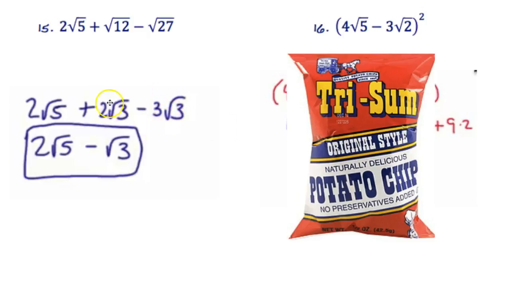And then we've got 2 radical 3 minus 3 radical 3. 2 minus 3 is negative 1. And that's why you're left with minus 1. It's not really there, but it is minus 1 radical 3.